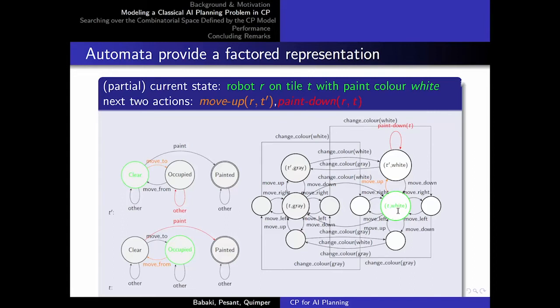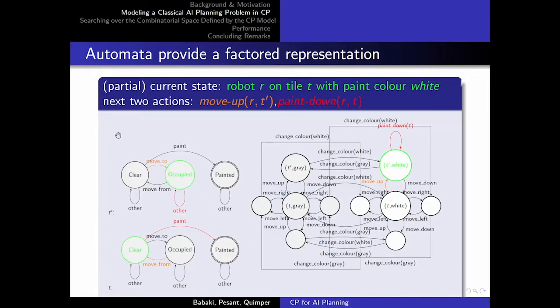Suppose we're considering the next action being moving up, so robot R moving up to T prime. That can only take place if that action is valid in every automaton. So it corresponds to a move to for tile T prime, a move away from for tile T, and a move up for the robot automaton. Those are the orange actions, and then you move to these current states.